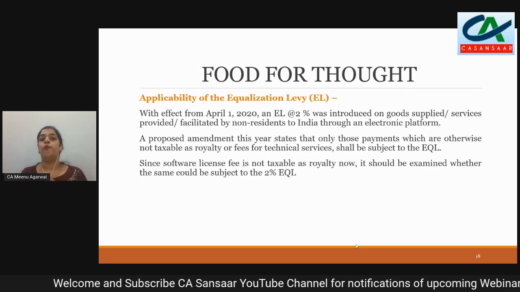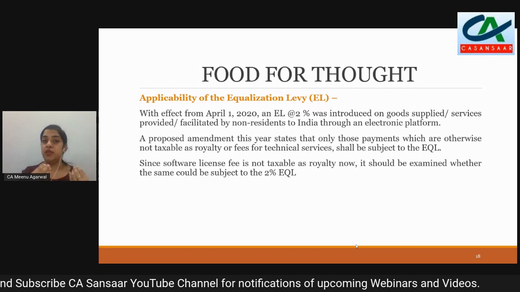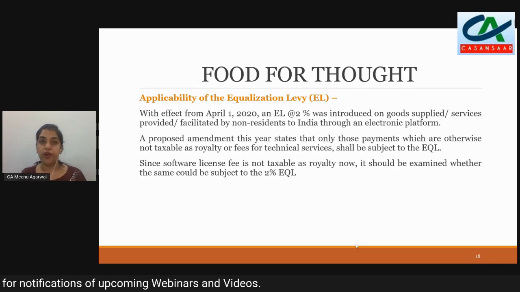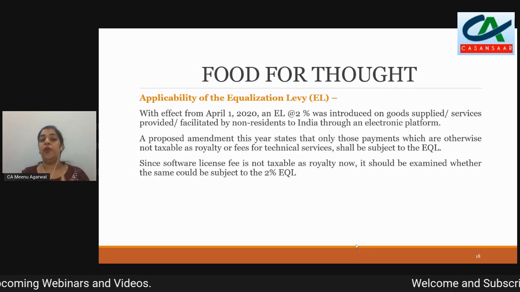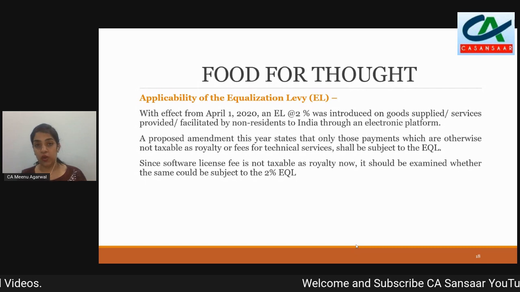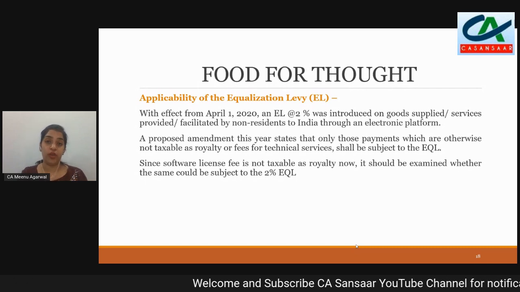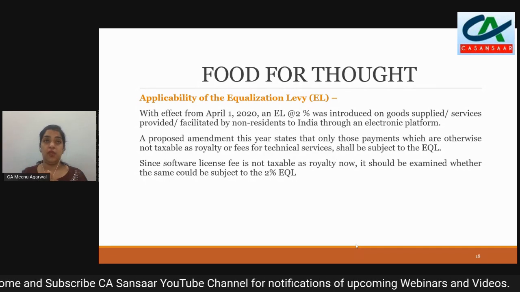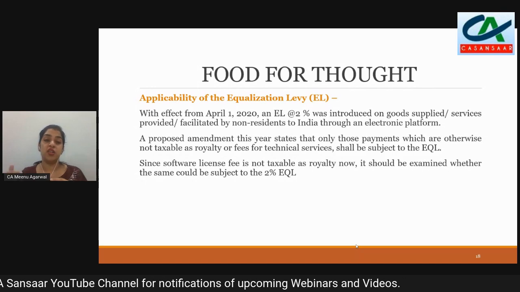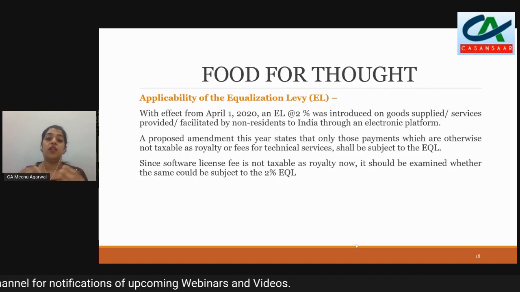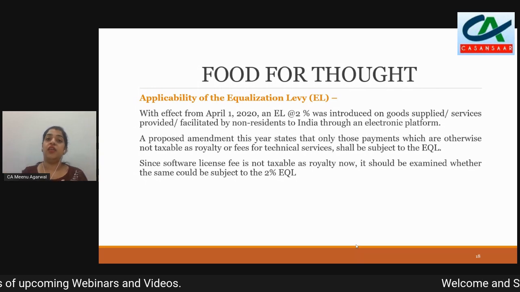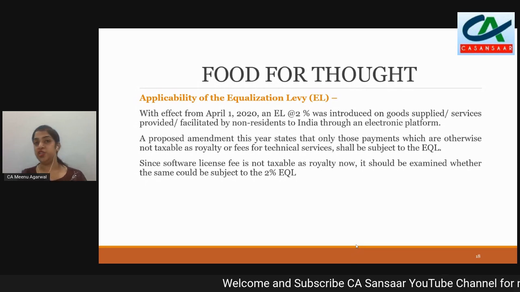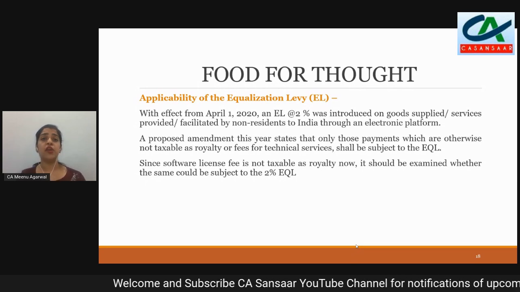Now, post the landmark judgment I just discussed, payment towards the use of software is not royalty. So if I go back to the clarification given with respect to equalization levy 2.0, a software license fee or payment towards the use of a license or towards the software license is not in the nature of royalty, and hence you need to ensure whether it falls under the provisions of equalization levy. So this is something for food for thought.